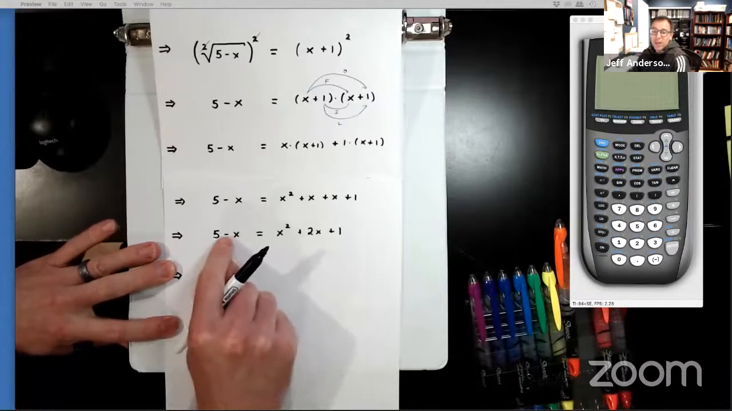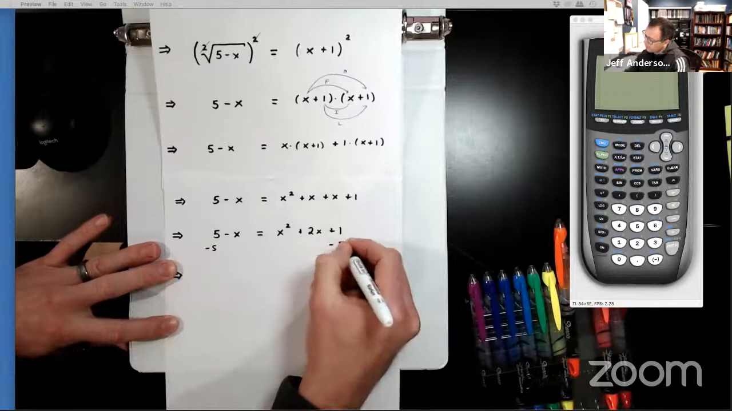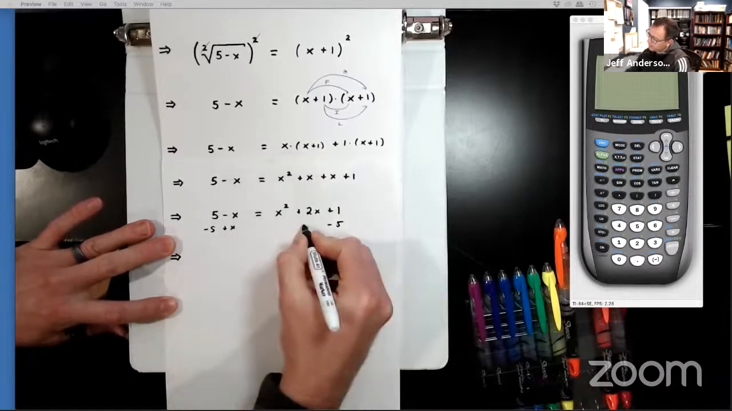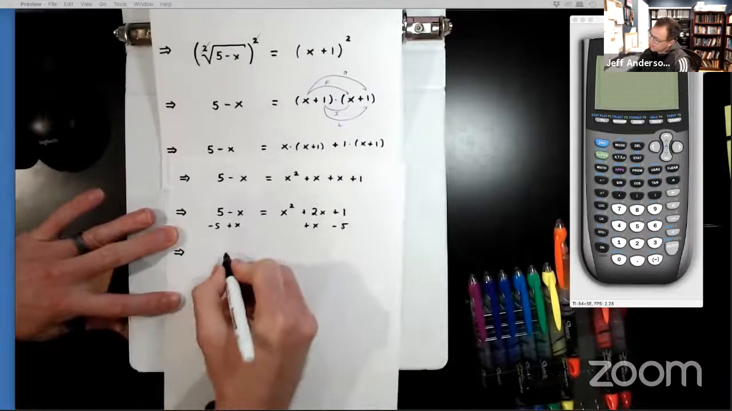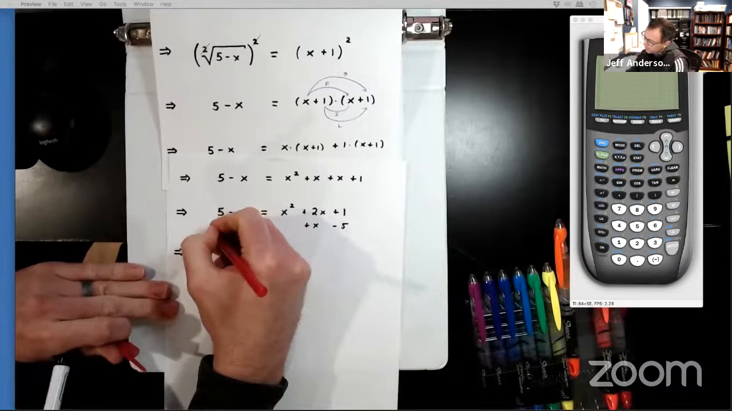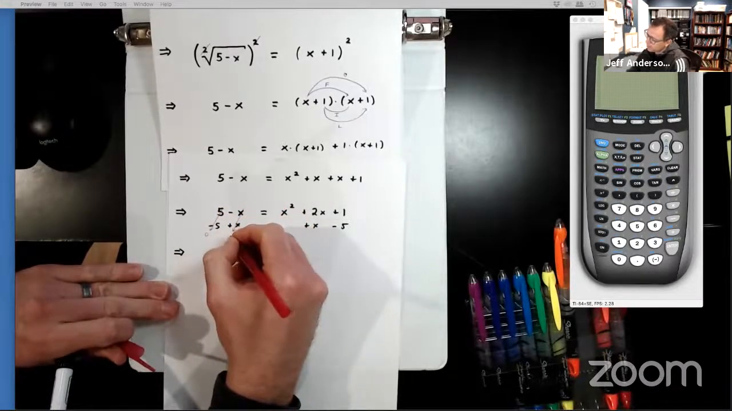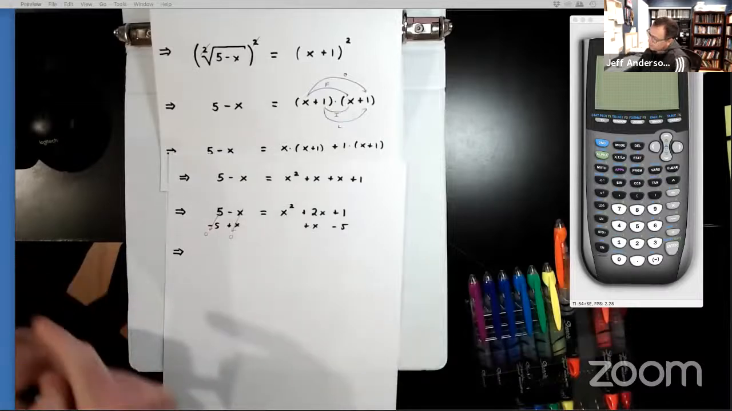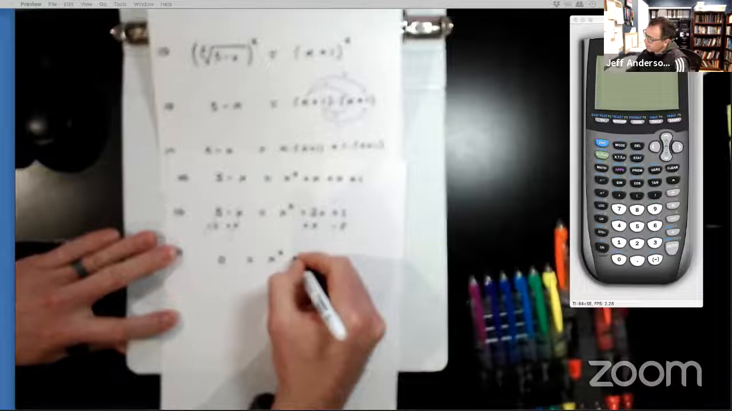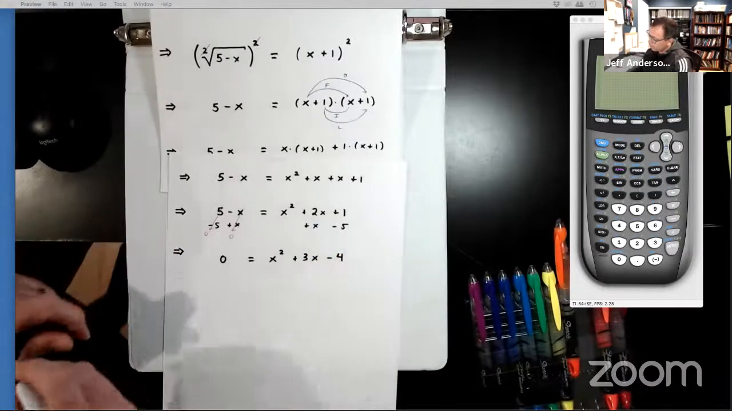What we're going to do is get the left-hand side equal to 0. So we're going to subtract 5 here and subtract 5 there. And then we're going to add x and add x. So now on the left-hand side, 5 minus 5 goes to 0. Negative x plus x goes to 0. So here I've got 0, and then here I've got x squared plus 3x minus 4.